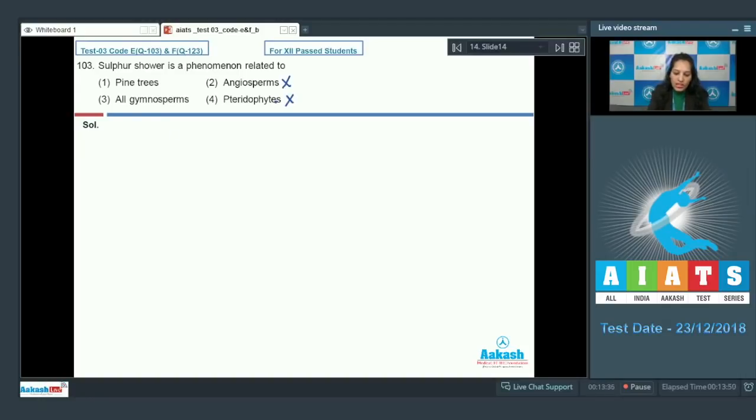So sulfur shower is something which is related to the gymnosperms, particularly the pine trees, not with all the gymnosperms. So these options are ruled out, second, fourth and third. So the correct option for the given question is option number 1. Let's move on to the next question.